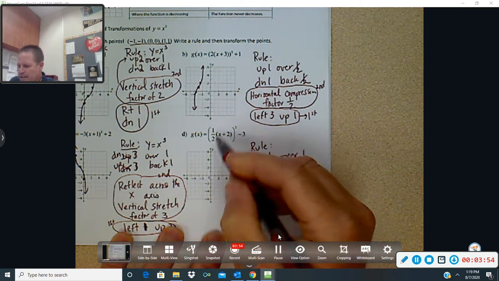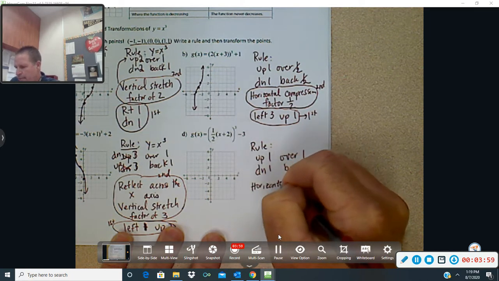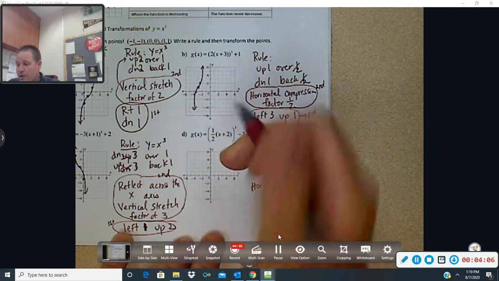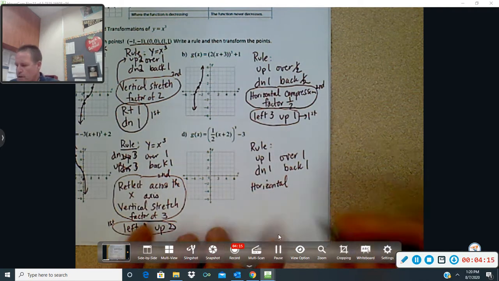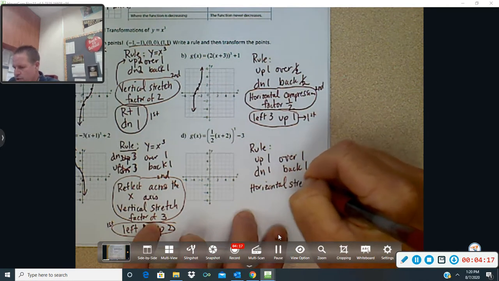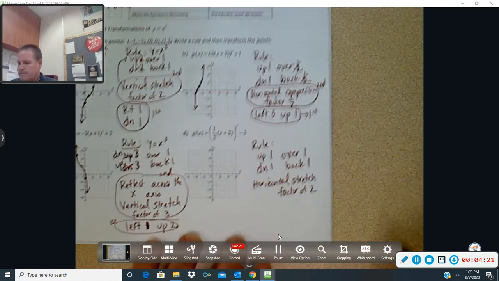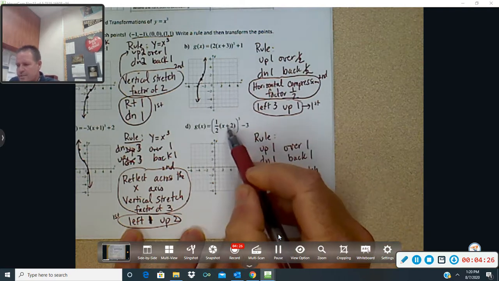Right? This half is going to be a horizontal. Now again, remember, it's a reciprocal situation. So instead of thinking of it as a half, you've got to flip it over. You would be multiplying by 2. If I multiply by 2, does that make it bigger or does that make it smaller? That makes it bigger. So it's a horizontal stretch factor of 2. Okay, again, it's a reciprocal situation. Now, again, it's an opposite situation.